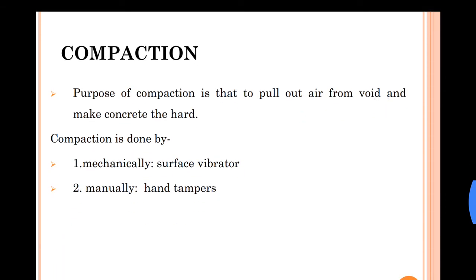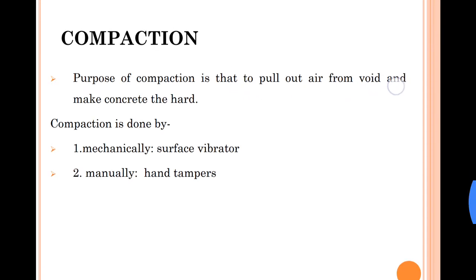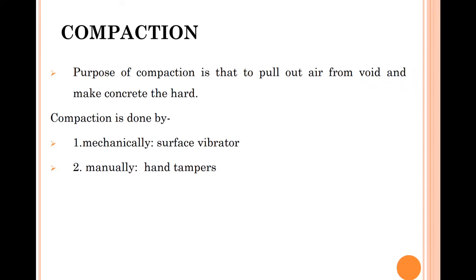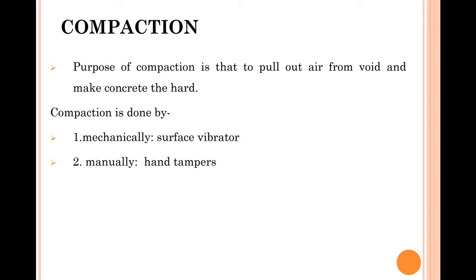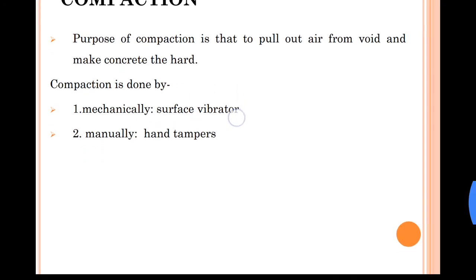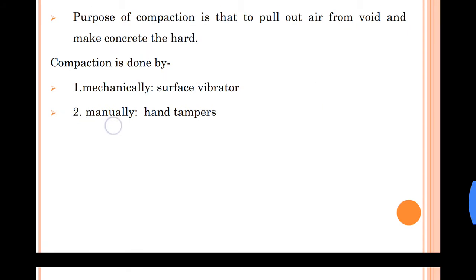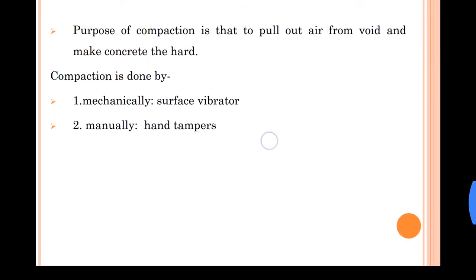Then we have compaction of concrete. The purpose of compaction is to pull out the air from voids and make the concrete hard. Okay, to make it dense in order to attain its compressive strength. So compaction is done either mechanically using a surface vibrator or manually using hand tampers.